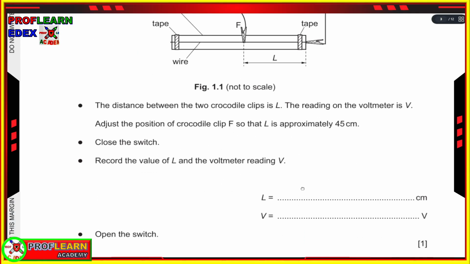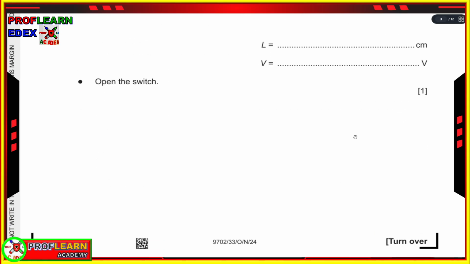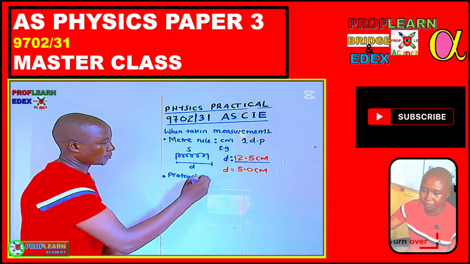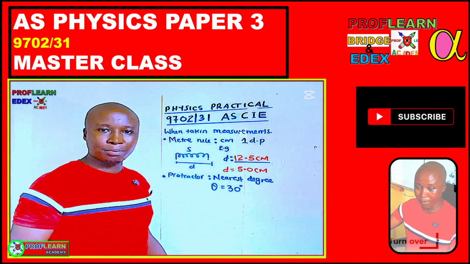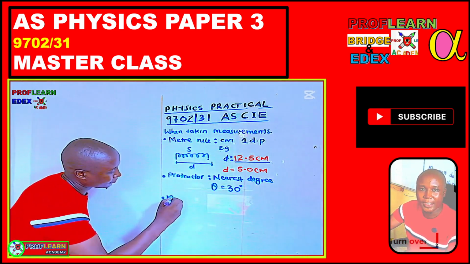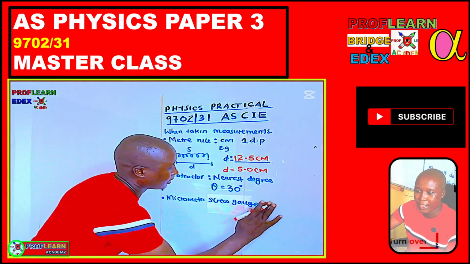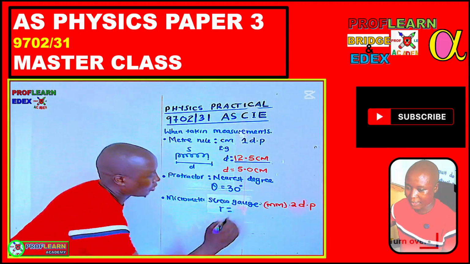But what I'm insisting on is, when you are taking measurements with a meter rule, you have to record it to 1 decimal place, right? Now looking further, if you are talking of a protractor, you record to the nearest degree. What do we mean? If you get 30, you say 30. You cannot record a protractor reading as maybe 40.1. No, it has to be to the nearest degree.